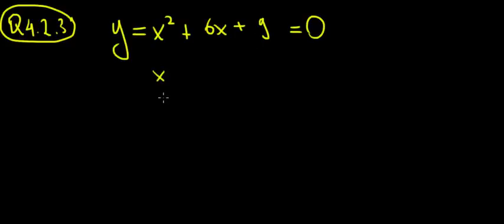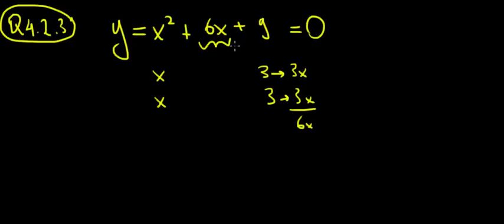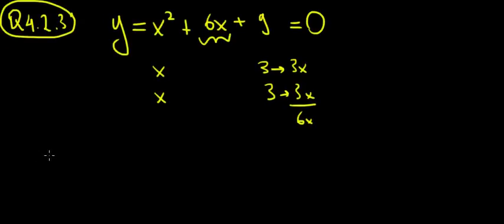Remember, we want two values such that when we multiply them, we get 9, and when we add them, we get the middle term, 6x. Let's try 3 and 3. 3 multiplied by 3 is 9, and if we add 3x with 3x, we get 6x, which is the middle term that we're looking for. So that works, which means that we can write this equation as x plus 3 times x plus 3 equals 0.